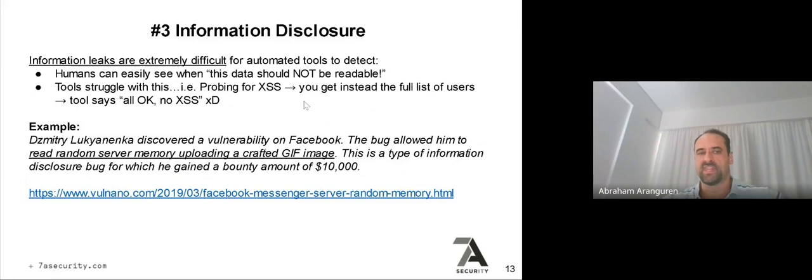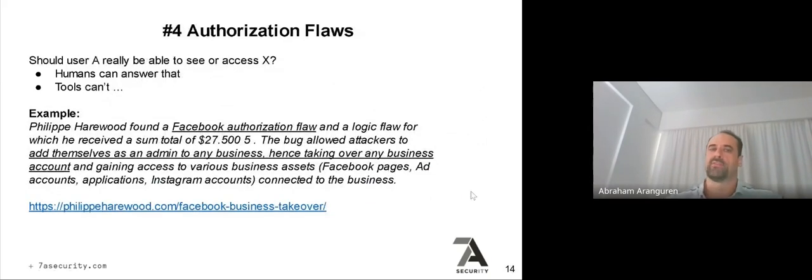So this is another example of stuff like that. And in this case, we have another example. This guy uploaded a GIF image that allowed him to read random server memory, which is an obscure form of information leak that would actually be quite difficult to find for an automated tool as well, right? And he also got like 10K from Facebook for this, right? So I'm just going to show a few examples of this.